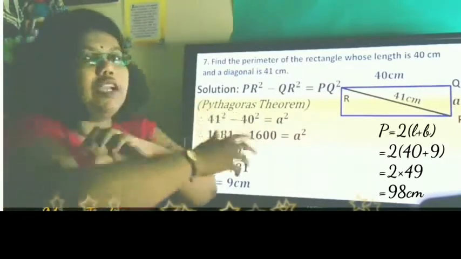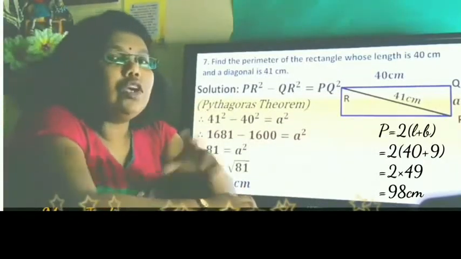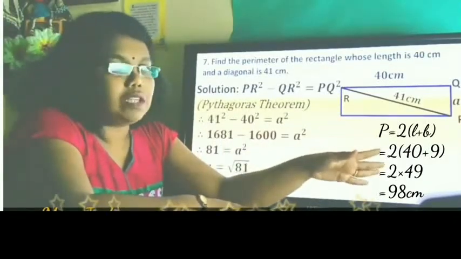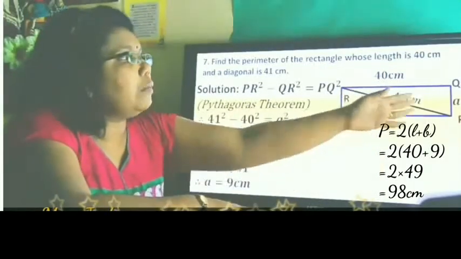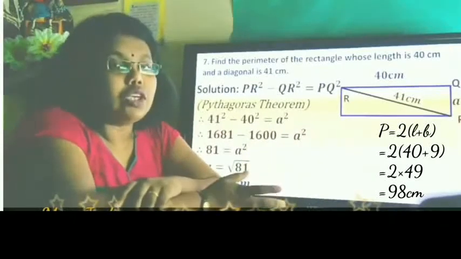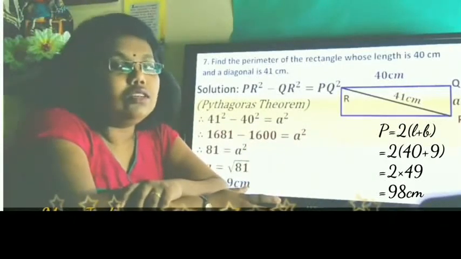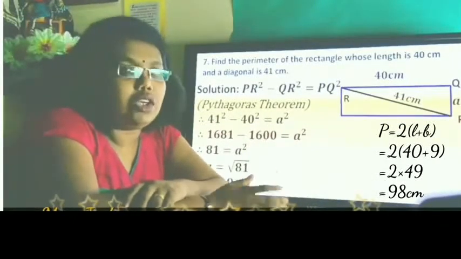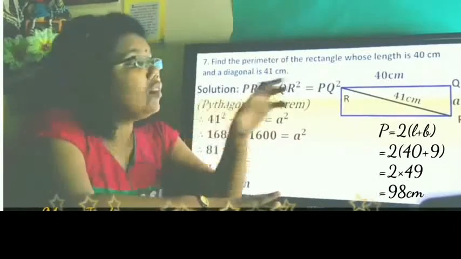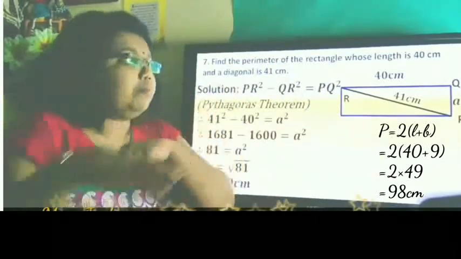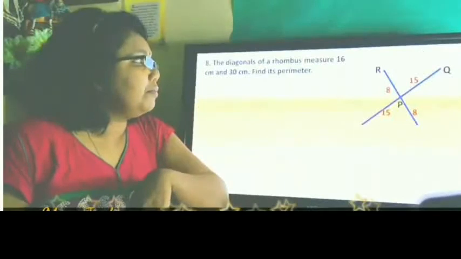Now we can easily find the perimeter. How to find the perimeter? Twice length plus breadth. That is 2 into 40 plus 9. 2 into 49. 2 into 49 gives you 98. So 98 is going to be your perimeter. That part of it has to be written by you.